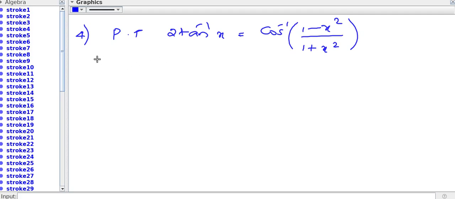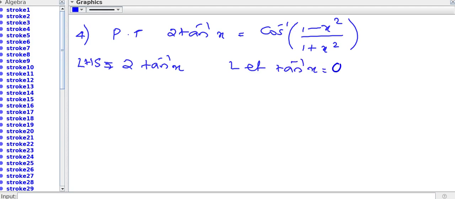As in the previous case, first we have to take the LHS. LHS is equal to 2 tan inverse x. As in the previous case, let us replace tan inverse x by theta, so that tan theta is equal to x. Right, tan theta is equal to x. So our LHS becomes 2 times theta. Okay, this is our LHS.